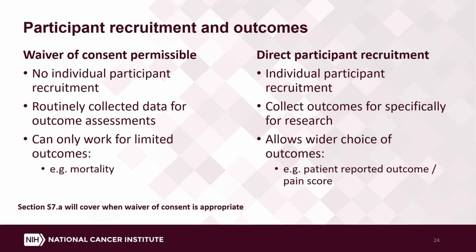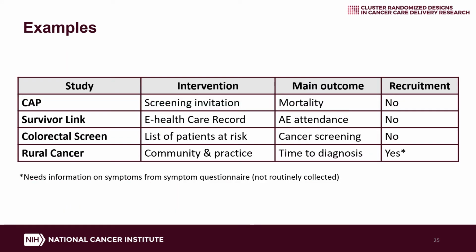We might, on the other hand, have a trial where we have direct participant recruitment. So we individually recruit our participants. Then we might collect outcomes specifically for research purposes. This allows a wider choice of outcomes. So for example, we might be able to collect patient-reported outcomes and pain scores. So there tends to be a direct alignment between whether or not we recruit participants and the type of outcomes that we collect. So let's go back to our 4 examples.